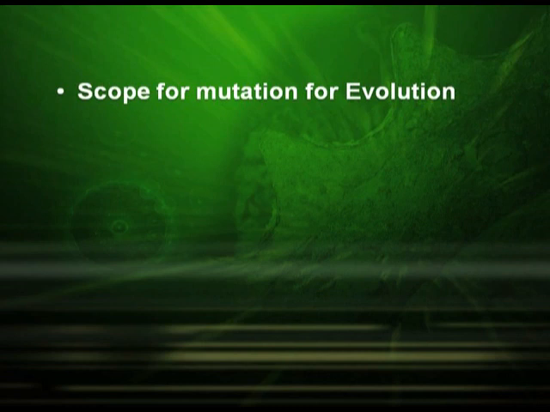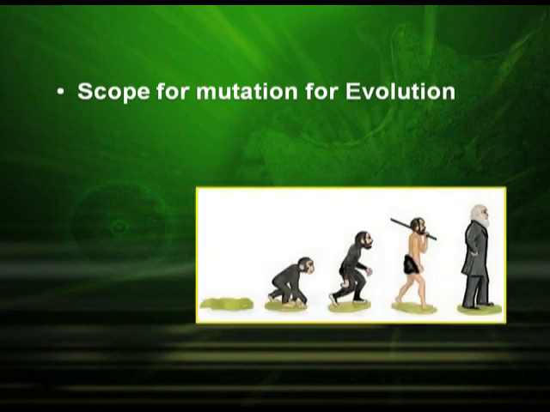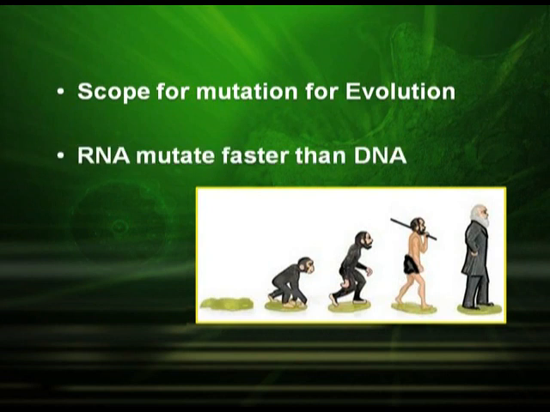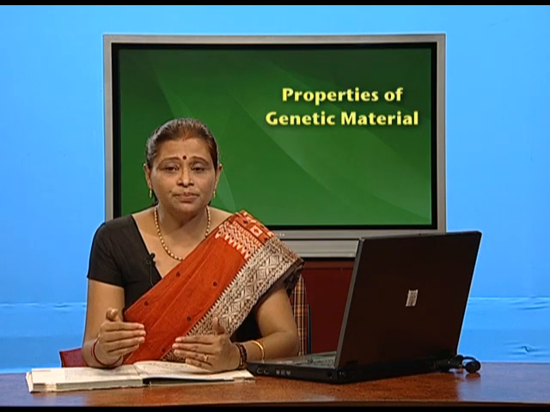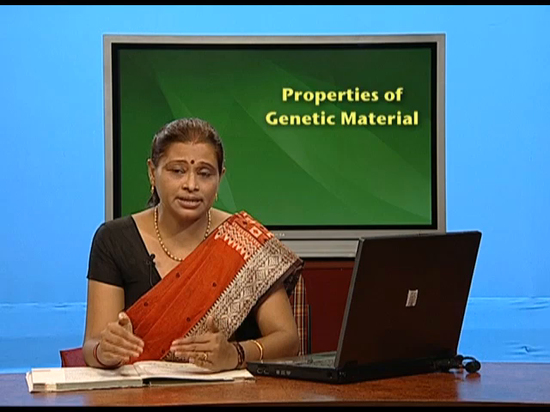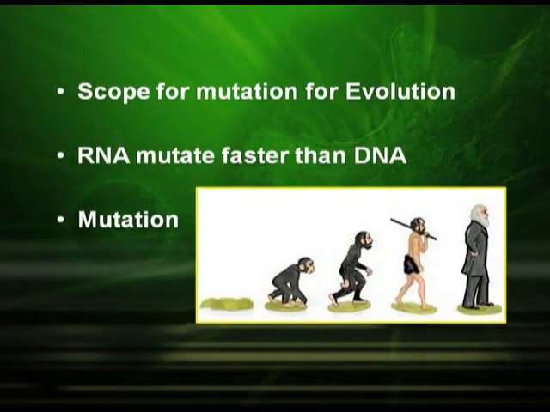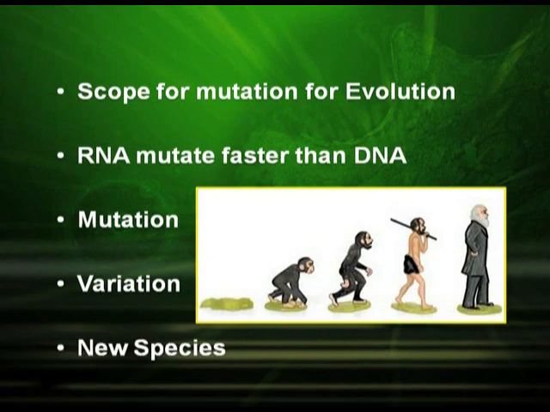The next important property of genetic material is that there is a scope for mutation for evolution. But there is another interesting fact, that RNA mutates faster than DNA. Why is mutation important? We have studied in the previous class that mutation gives rise to variation and these variations give rise to evolution.